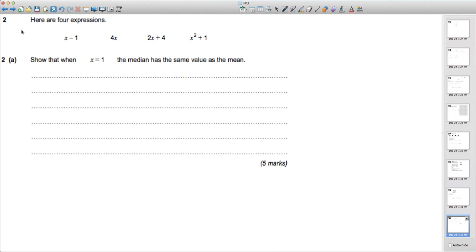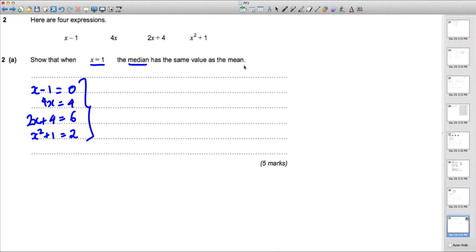Question 2. Here are 4 expressions. Show that when x is 1, the median has the same value as the mean. Well, let's write them out. X subtract 1 would therefore be 0. 4x would be 4. 2x plus 4, so 2 times 1 is 2 plus 4 is 6. And x squared plus 1, squared is 1, 1 plus 1 is 2. So the first thing to do to get a mark is to actually write down the numbers, and then work out the median and the mean.